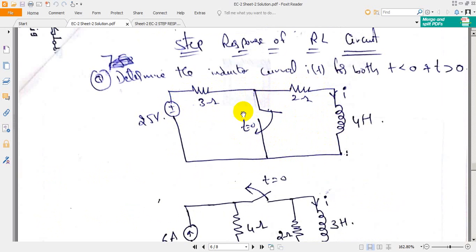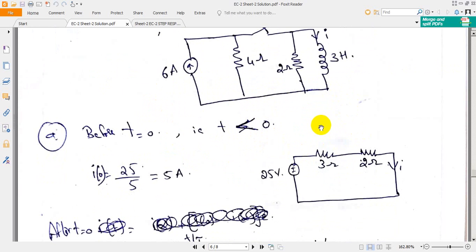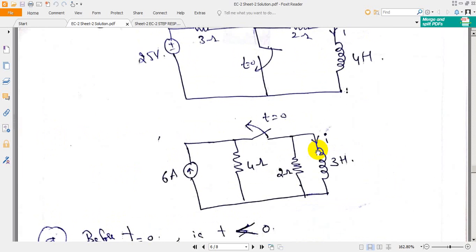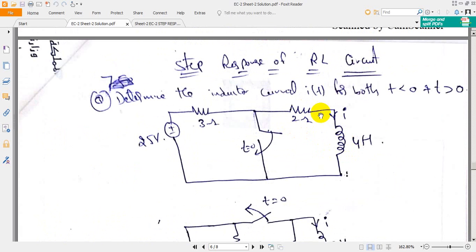The supply whatever is coming is flowing through this, and the stored energy which is present here will be flowing through this. It means this is a separate part and this is a separate part. We are in no way concerned with this part. We are concerned with the current flowing in the inductor. Hence we will consider this part. After t is equal to 0, the circuit consists of only 4 ohms, 4 henries and 2 ohms.